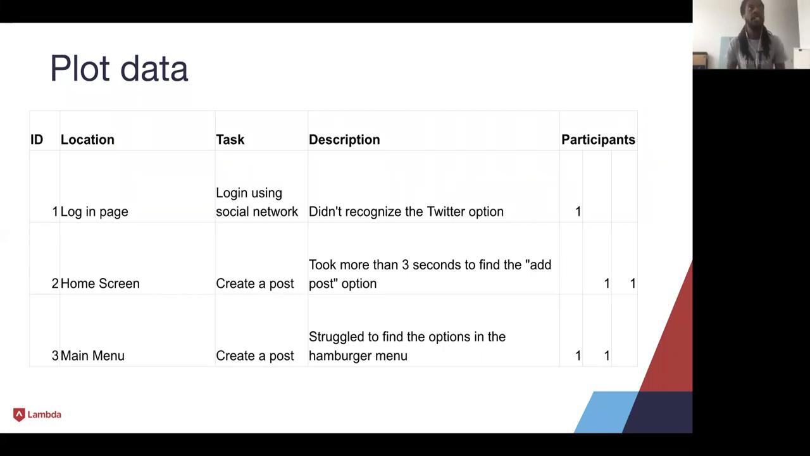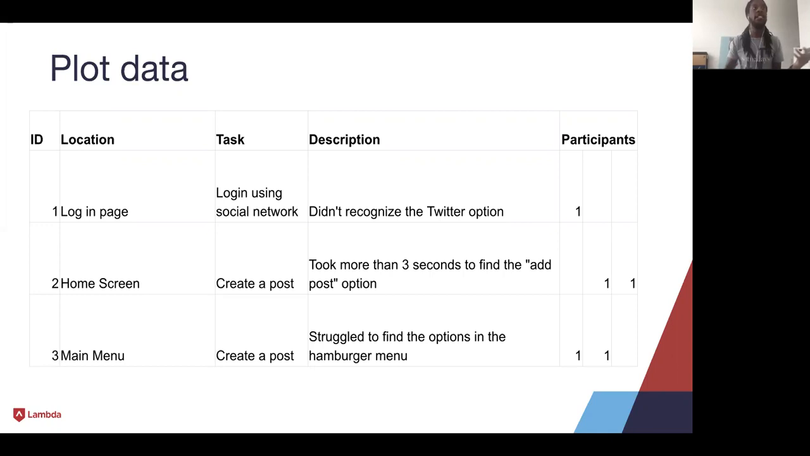Then you'll plot all of these out on this little table, and you'll take note if there were multiple participants that had the same issue. As you can see here on the right, in the participants column, participants 2 and 3 both had the home screen issue with creating a post, and participants 1 and 2 both had an issue with the main menu for creating a post.